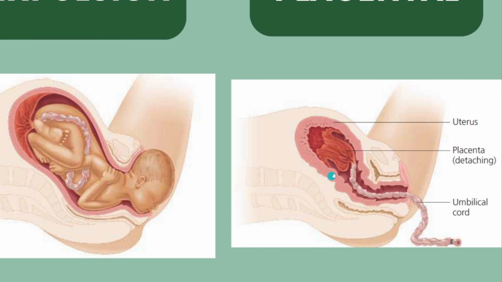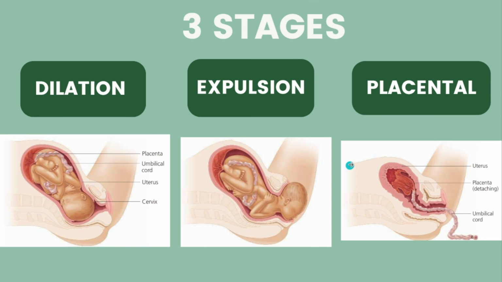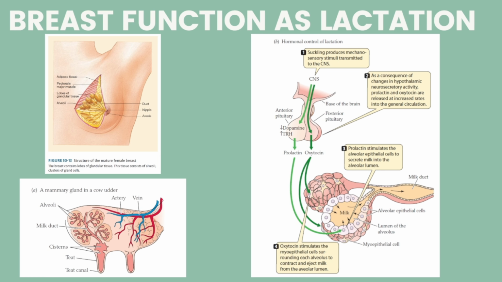And once the placenta and umbilical cord are already removed, the parturition process is completed. The baby is formed already. So that's all about parturition, the three parturition stages. Okay, next is about lactation.